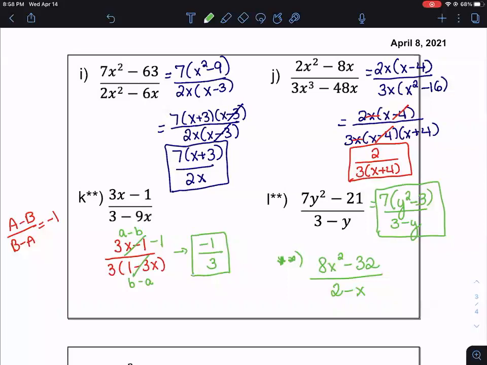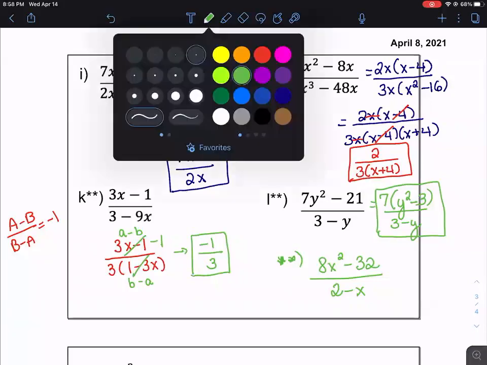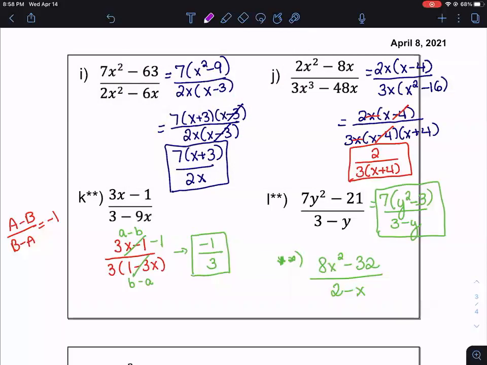Okay, so again, check for that. GCF is so powerful. Gotta write something down. Okay, take another moment.